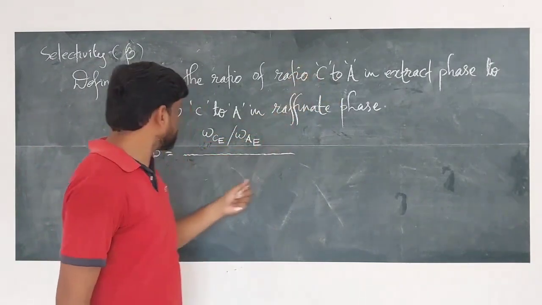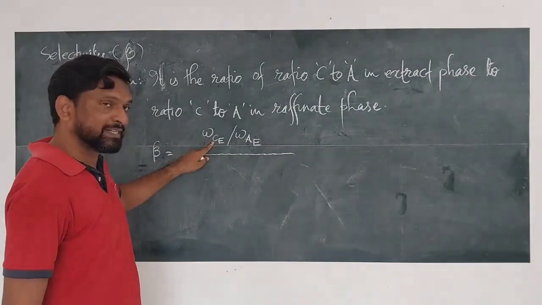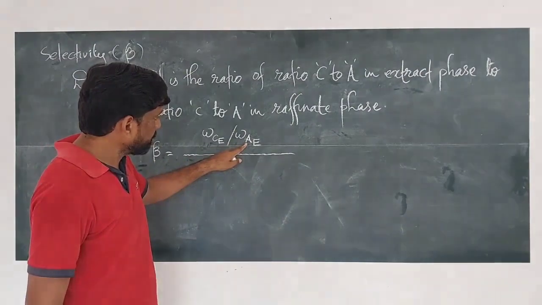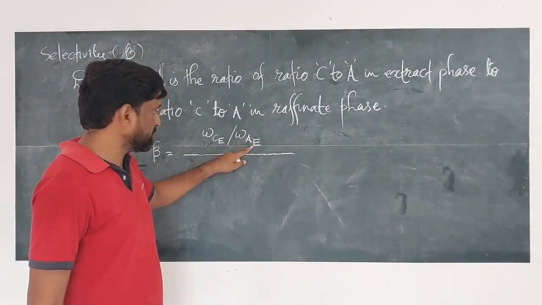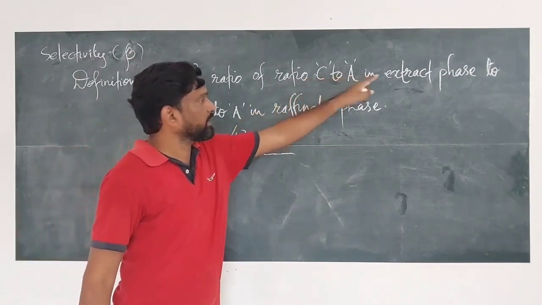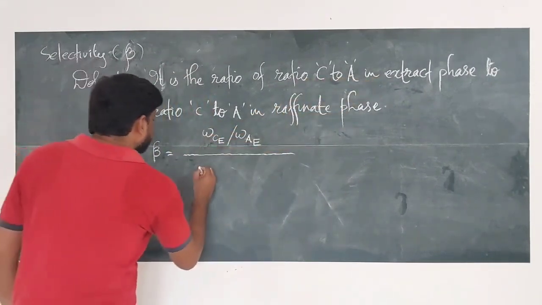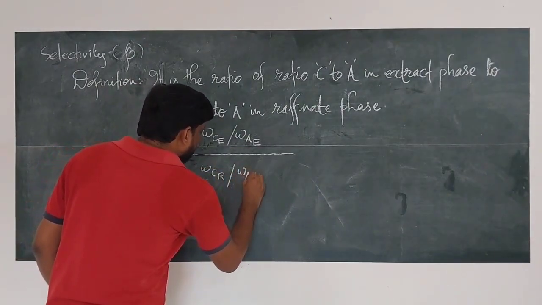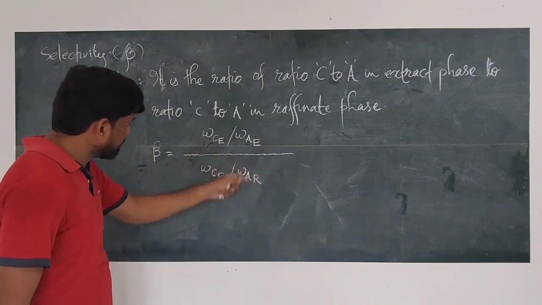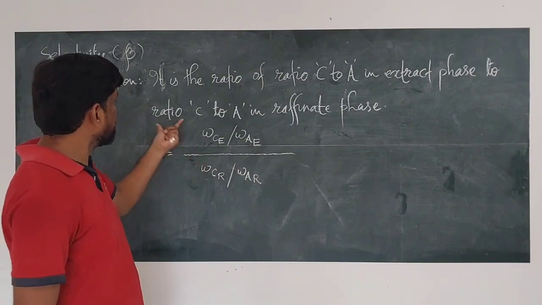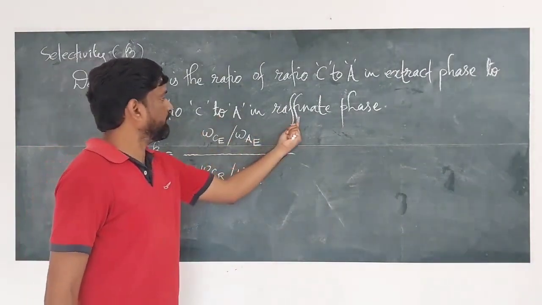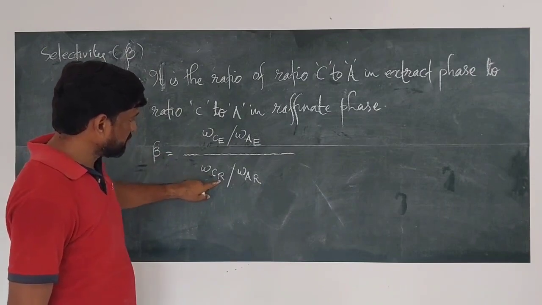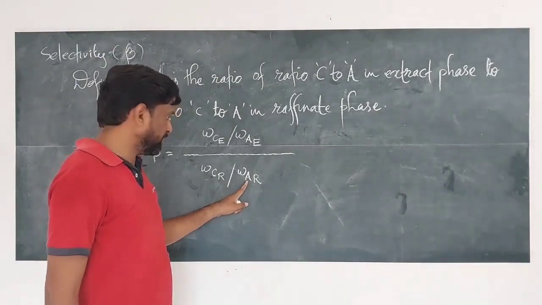Ratio C to A means the ratio of the weight fraction of component C in the extract phase to the weight fraction of component A in the extract phase. So this is the first ratio, in the extract phase, divided by WCR over WAR. This is another C by A ratio, meaning this ratio in the raffinate phase. So it is the weight fraction of component C in the raffinate phase and the weight fraction of component A in the raffinate phase.